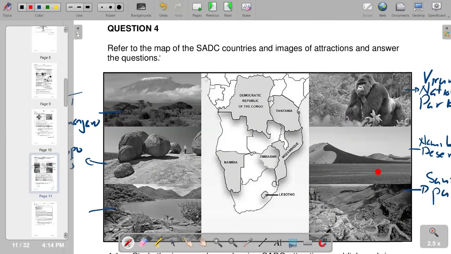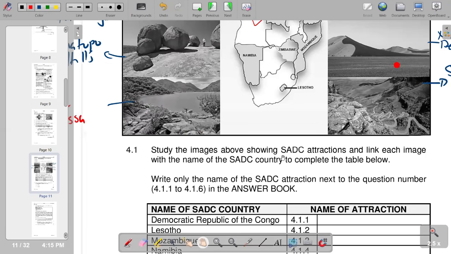So question 4, you have to refer to the map of the SADC countries and images of attractions and answer the questions. Of course, we can see that we've got the map on this part. Then we've got the images beside the map. Then, on the first part, you have to study the images above showing SADC countries' attractions and link each image with the name of the SADC country and complete the table below. Write only the name of the SADC attraction next to the question number.